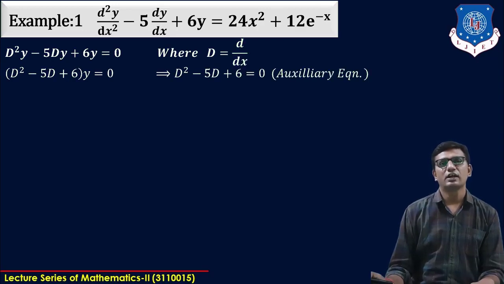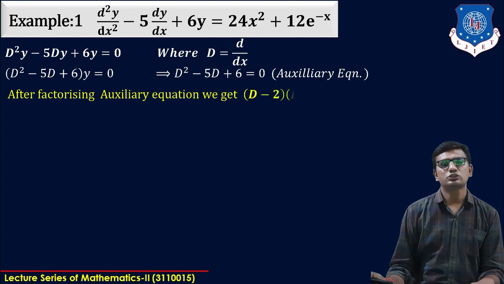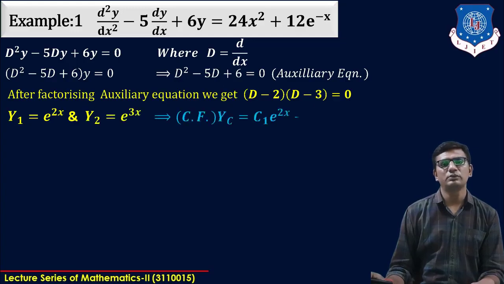According to that, we have the auxiliary equation d square minus 5d plus 6 equal to 0. After factorizing this auxiliary equation, we get d minus 2 and d minus 3 as factors. Therefore, the auxiliary roots are 2 and 3. According to this, we get the particular solutions e raised to 2x and e raised to 3x. Now yc, that means the complementary function, is c1 e raised to 2x plus c2 e raised to 3x, where c1 and c2 are arbitrary constants.